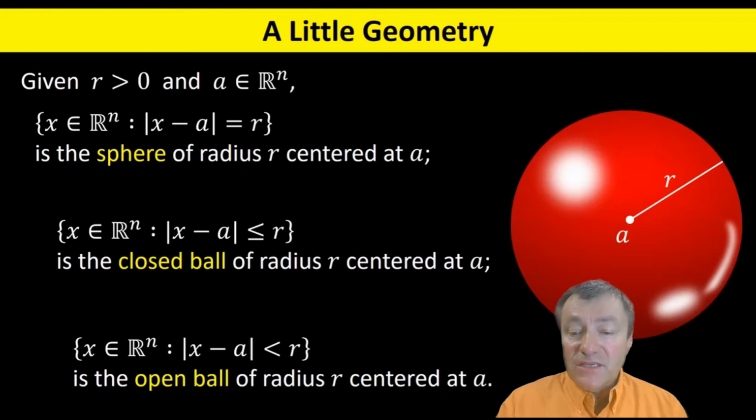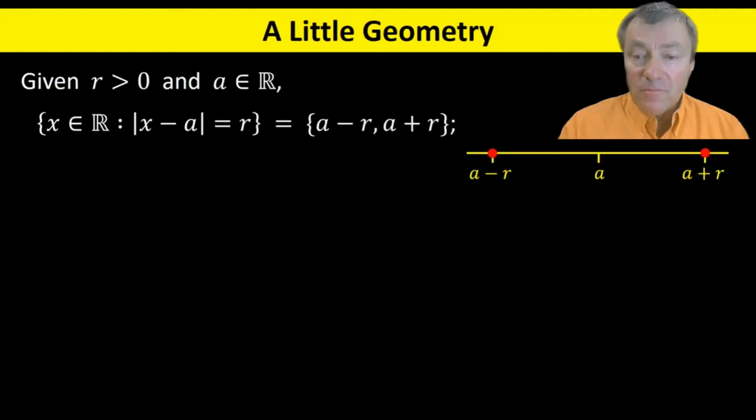If n equals 3, this is the usual notion of sphere and ball. If n equals 2, then this is the usual notion of circle and disk. So those are special cases. In our course, we care mostly about n equals 1. But once again, the intuition from higher dimensions, especially 2 and 3 dimensions, is helpful.